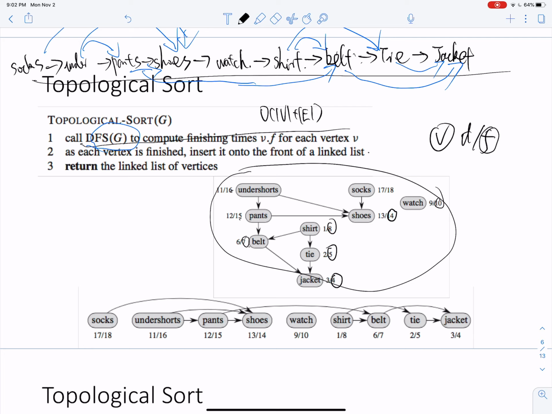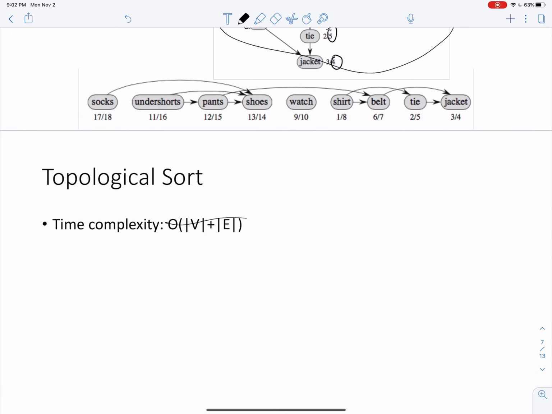For each vertex that is finished, we insert it into the front of a linked list. The insertion complexity of a linked list is just O(1). And for each node we do this, so in total we have O(V) complexity here. And then next is just return with O(1) complexity. So in total, we just sum them up, and what we can say is that the complexity is 2V plus E. By convention, we ignore the constant, so we end up with O(V plus E) complexity. So this is the complexity of the topological sort algorithm.